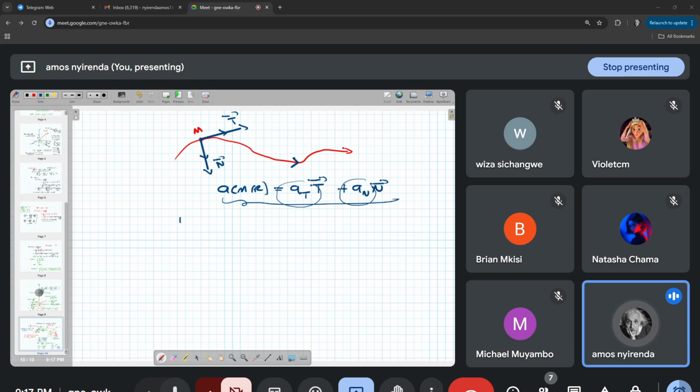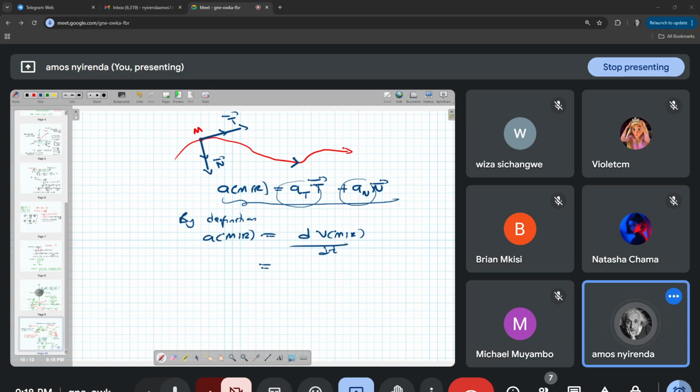Now, by definition, what is acceleration? This definition for acceleration is true for any coordinate system, just like the one for velocity. Acceleration is defined as the derivative of velocity par rapport au temps. That's what acceleration is.